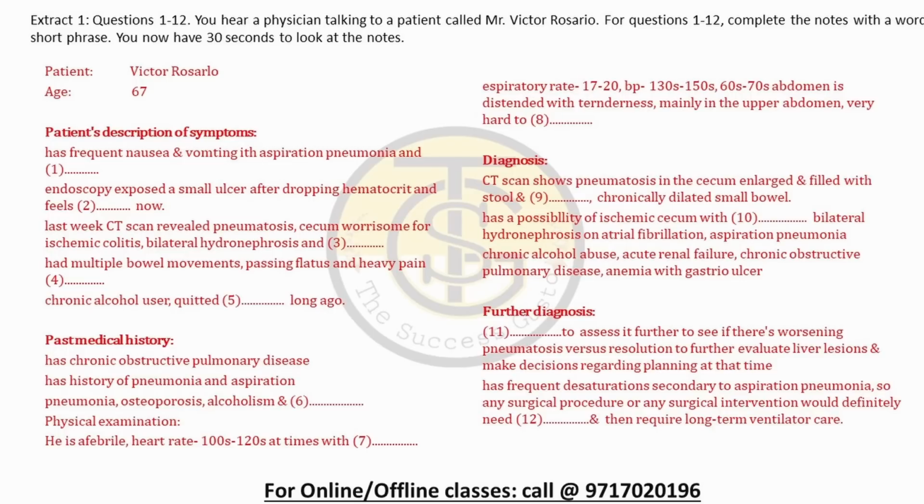I would recommend getting a repeat CT scan to assess it further to see if there's worsening pneumatosis versus resolution to further evaluate the liver lesions and make decisions regarding planning at that time. Since you have frequent desaturations secondary to your aspiration pneumonia and any surgical procedure or any surgical intervention would certainly require intubation, that would then necessitate long-term ventilator care. So I will look at your CT scan and make decisions based on the findings.